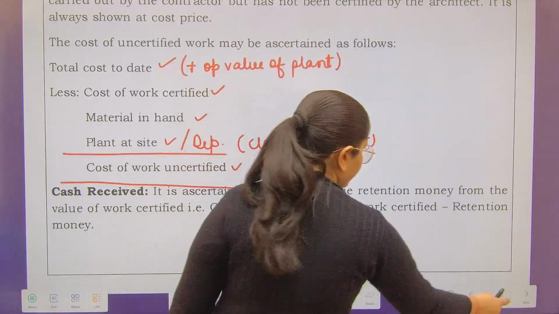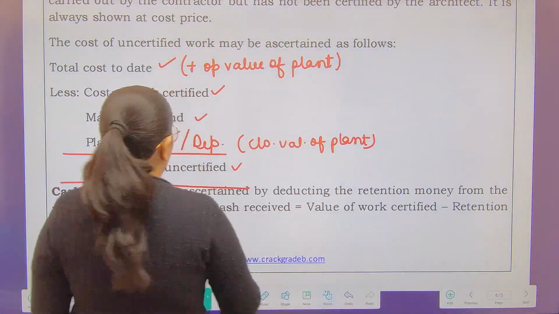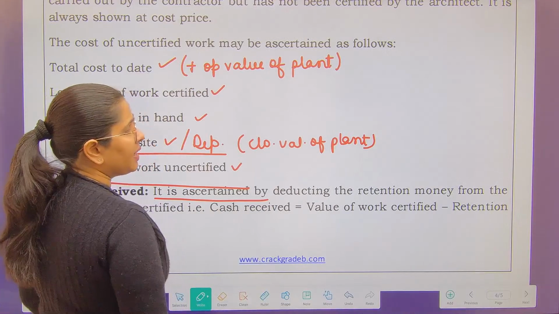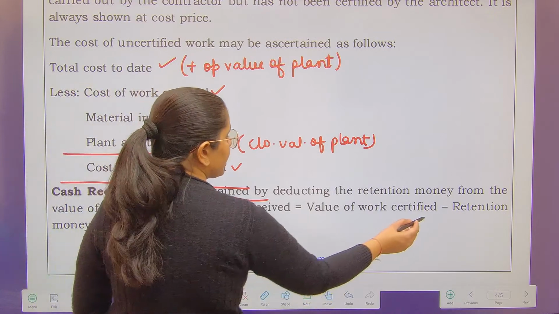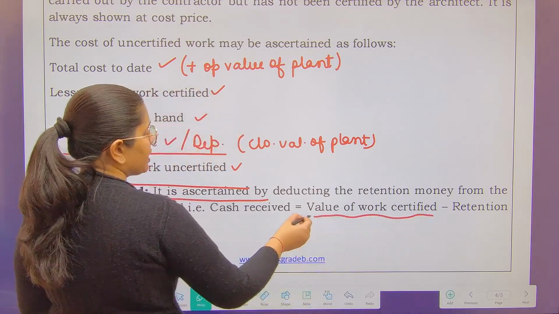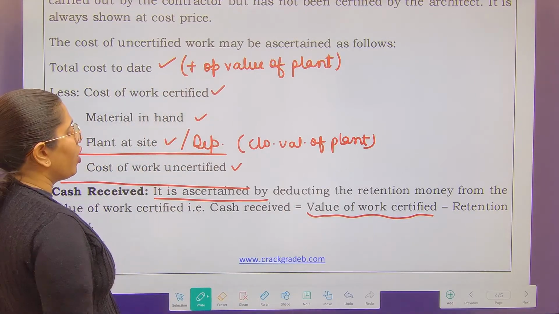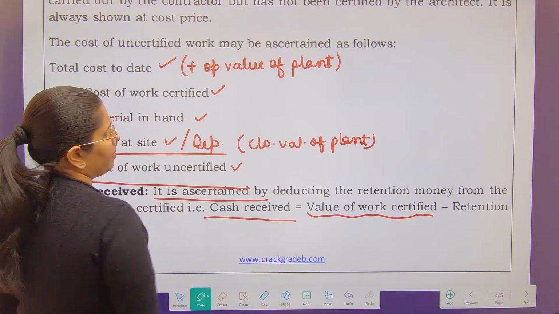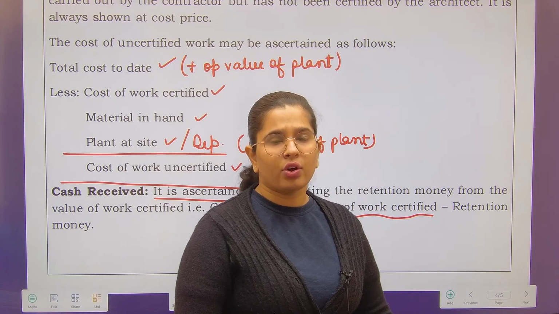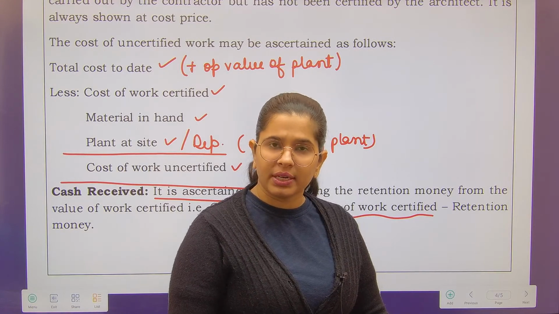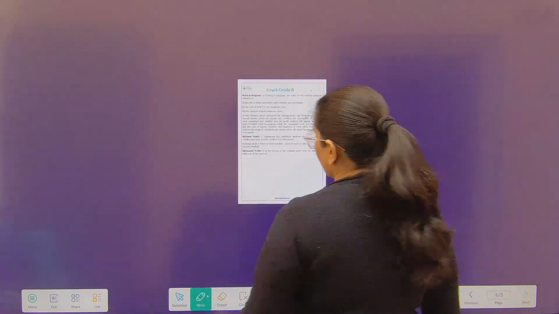Next is cash receipt. It is ascertained by deducting the retention money from the value of work certified. Whatever work has been assessed by the surveyor, this much you should have received, less value of retention money. That means that obviously the total will not be paid by the contractee. So retention money has to be deducted and you will find out what is the cash received by you.